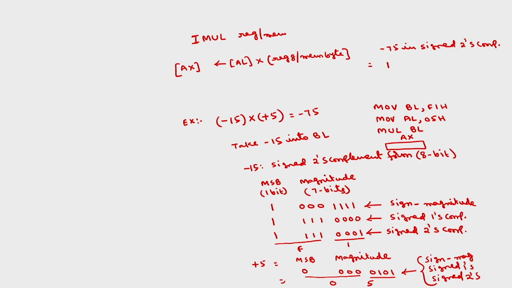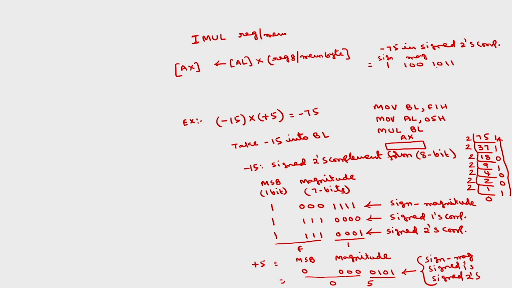What is the binary equivalent of 75? You can convert 75 into binary by repeatedly dividing by 2, and you have to read the remainders from bottom to top. So the magnitude bits will be 1 0 0 1 0 1 1. This is the sign bit, this is the magnitude.